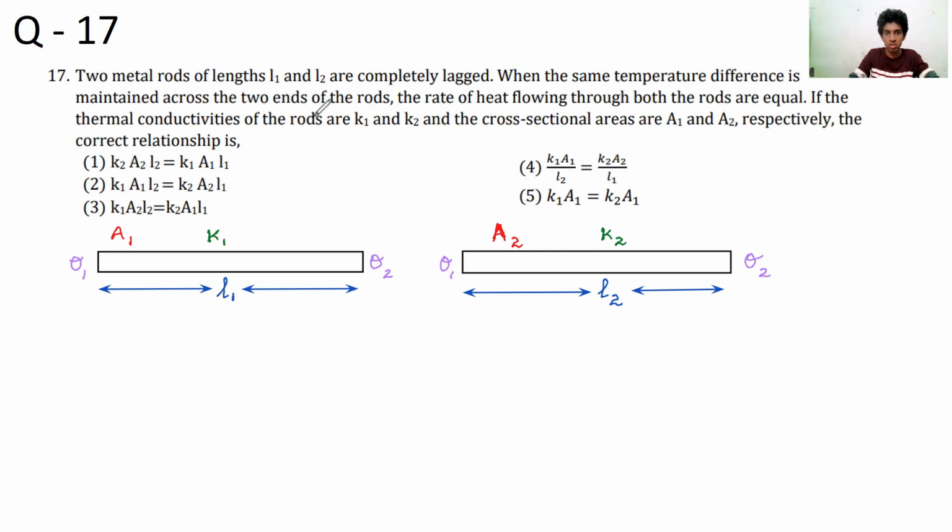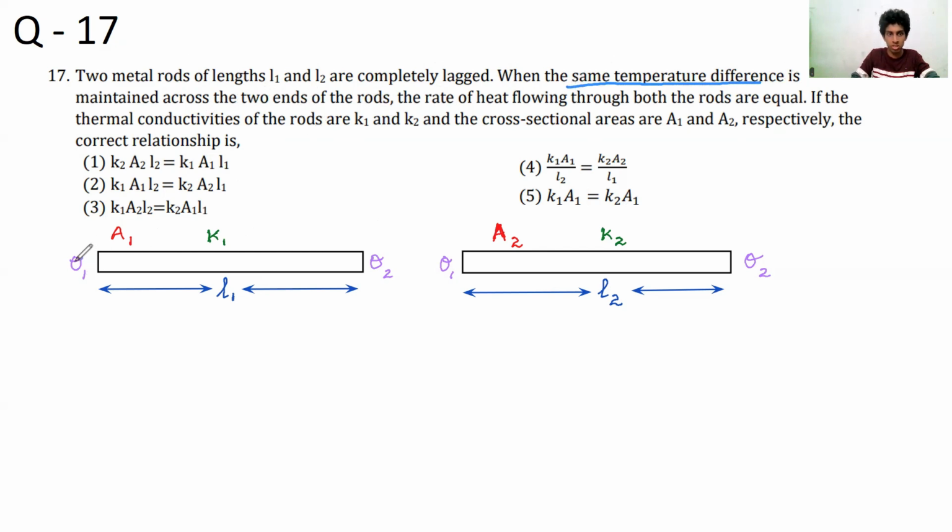If the thermal conductivities of the rods are K1 and K2, and the cross-sectional areas are A1 and A2 respectively, the correct relationship is. So these are the two metal rods, and their cross-sectional areas and lengths are respectively A1 and A2, and L1 and L2. So their thermal conductivities are K1 and K2. And as they have mentioned that the same temperature difference is maintained across the two ends of the rods.